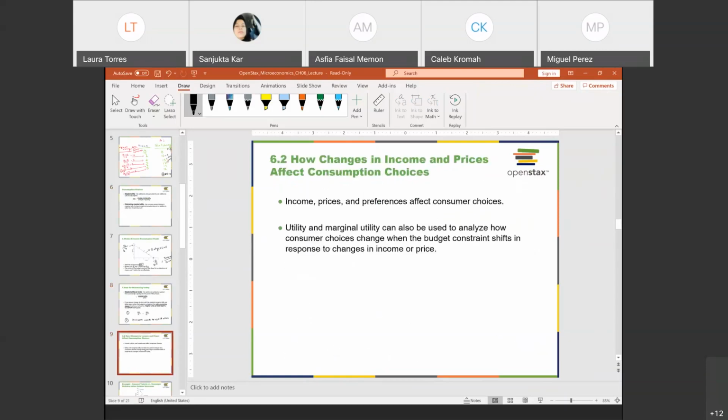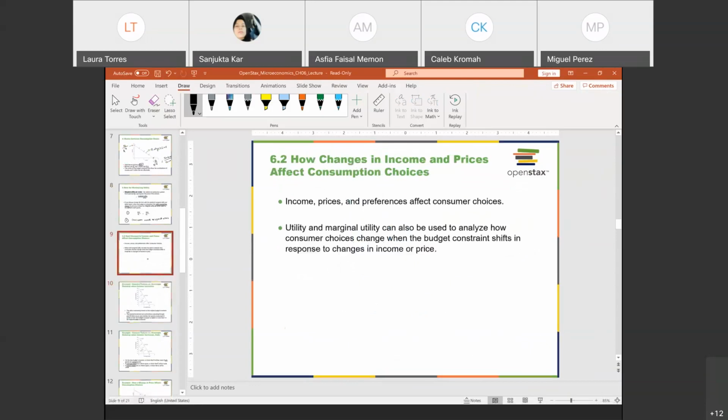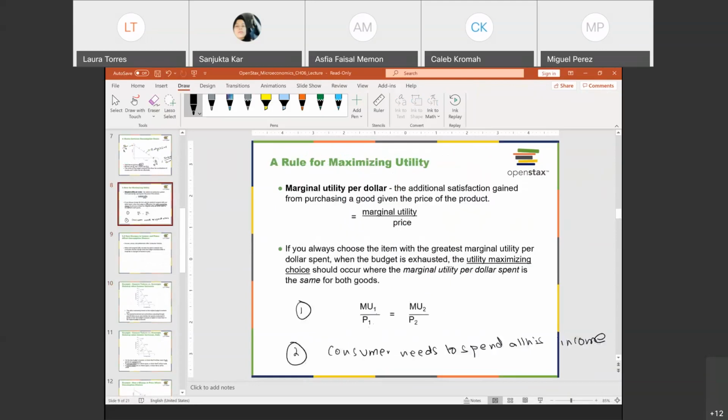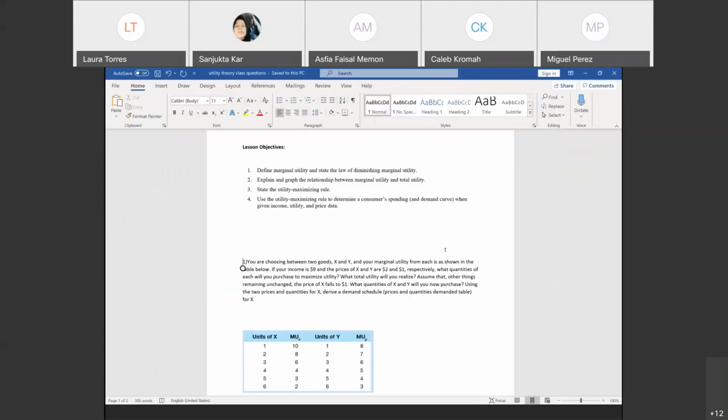All right, so now what I want to do is share with you some class questions. Let me share this class questions here. Otherwise, this whole thing is not going to make any sense. Can we all see these questions?